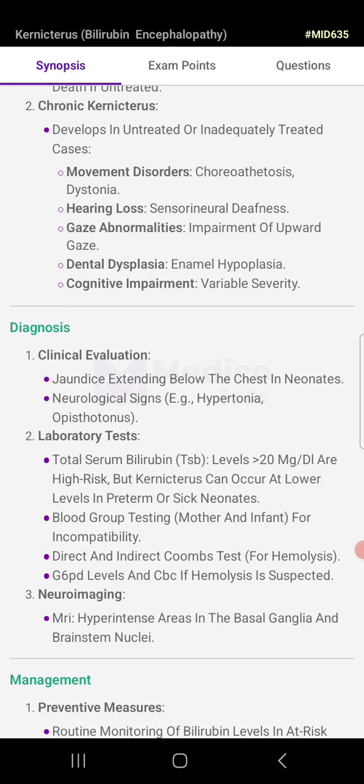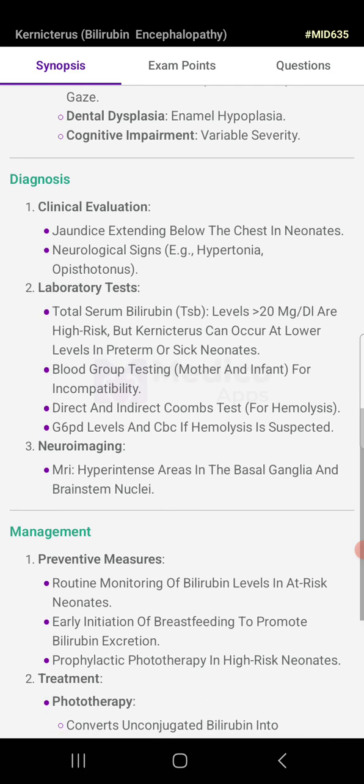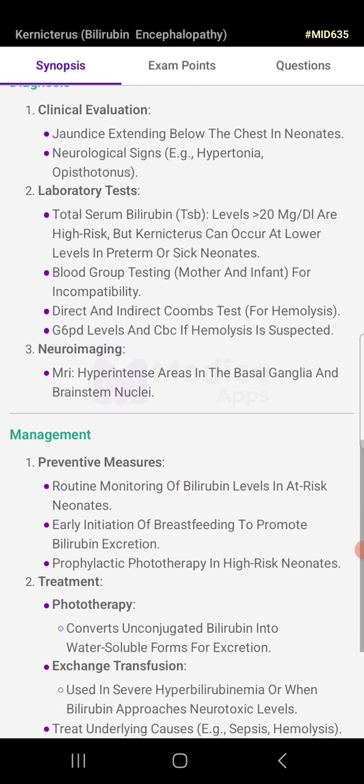Blood group testing of mother and infant for incompatibility. Direct and indirect Coombs test for hemolysis. G6PD levels and CBC if hemolysis is suspected. For neuroimaging, MRI shows hyperintense areas in the basal ganglia and the brainstem nuclei.